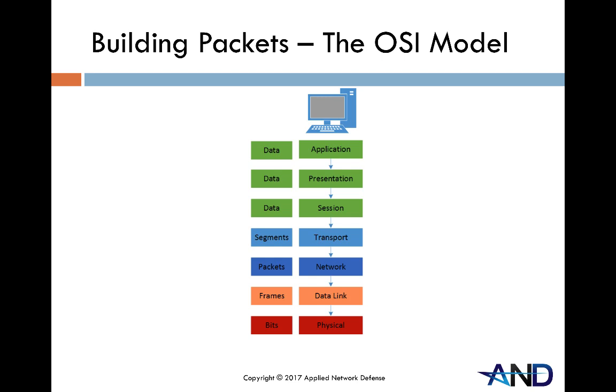Now you'll see here we've got 7 layers, and it's a hierarchical model. So it's top to bottom or bottom to top, depending on which way you want to go, and the order definitely matters. But the idea here is to make it, at least for our purposes, much easier to understand network communication.